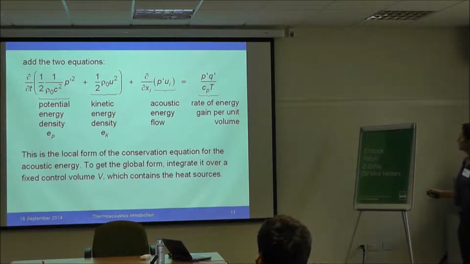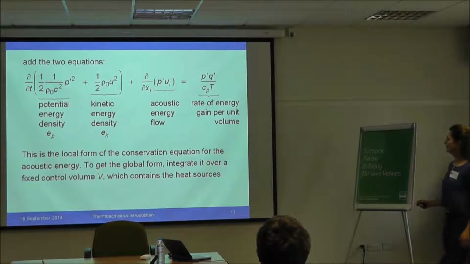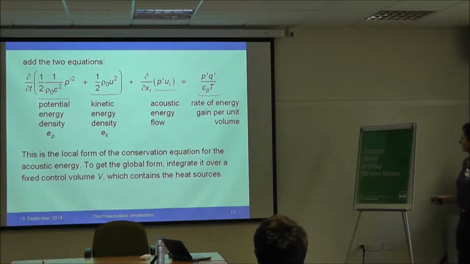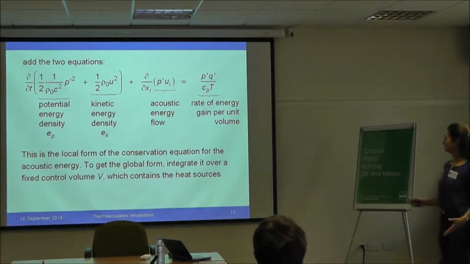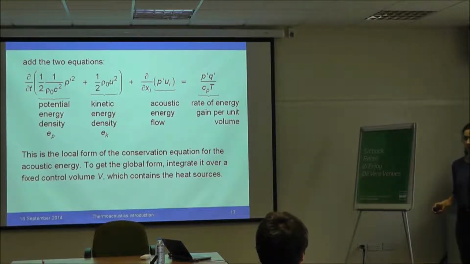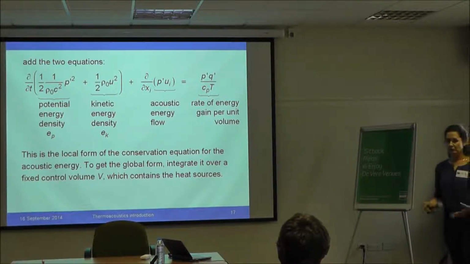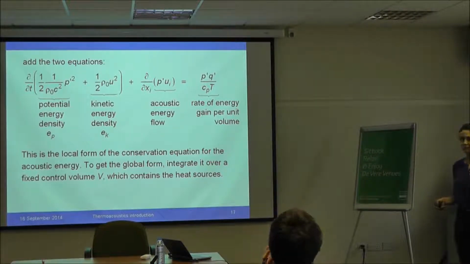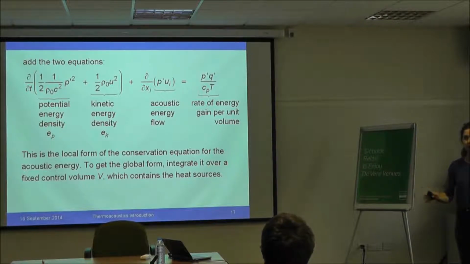And then we have this term, this gradient of pressure times velocity. That's the acoustic energy flow. I'll demonstrate that in a moment. And on the right hand side we have a rate of energy gained per unit volume. This is not so obvious from a local form, which this is. This is a local form of the acoustic energy balance. So to make it more intuitive, I'm going to convert that into a global form where we can actually see what's happening in terms of a fluid flowing through a control volume and heat being added.